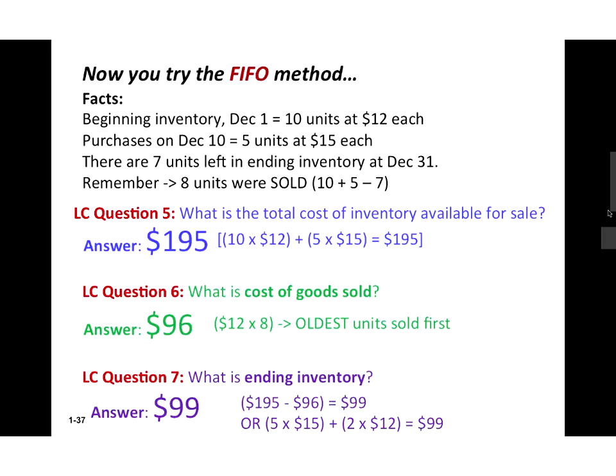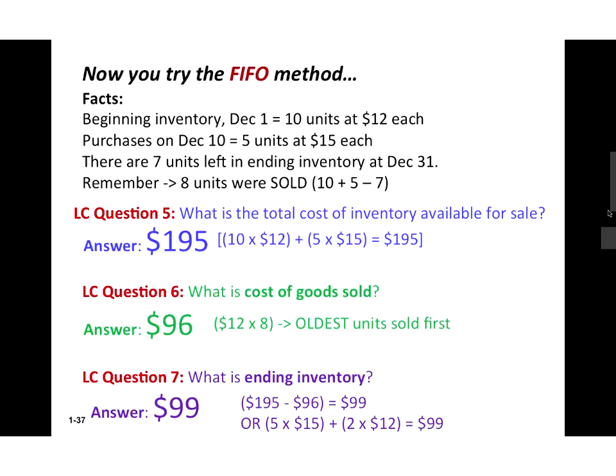So I'd have 5 at 15, and then there's 2 more from beginning inventory. So I could do it by taking the 5 times the 15 for the purchases and then taking 2 out of beginning inventory at the 12 to get us to 99. But usually it's easier to go, once you have the total cost available and you have cost of goods sold or ending inventory, take the difference for the other one.